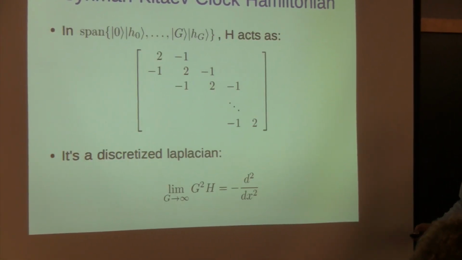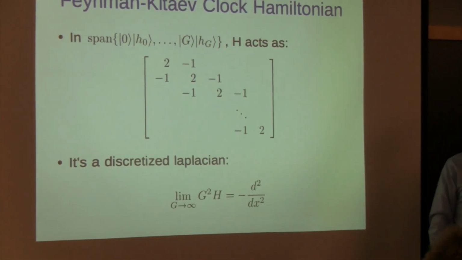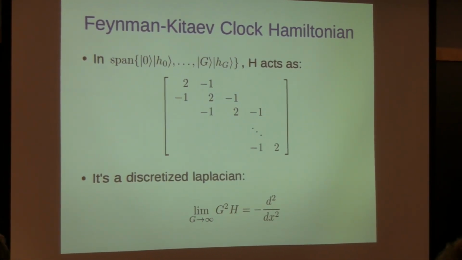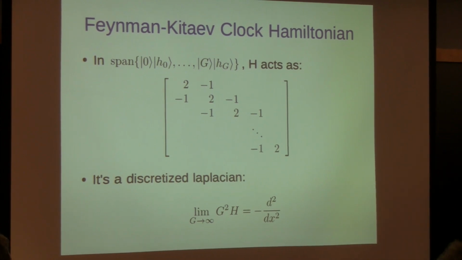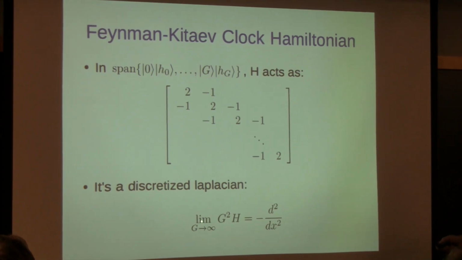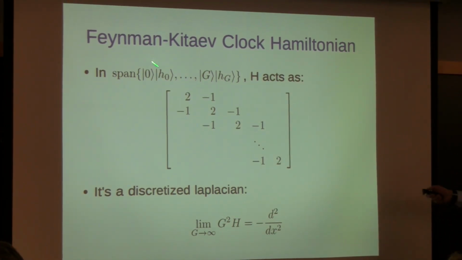If you write this out as a matrix, it just looks like this. You can think of it as a discretization of the Laplacian of one-dimensional space. More precisely, if you took the limit of the number of gates G in your circuit going to infinity, you could think of this 1 over G as being like a lattice spacing for some discretized Laplacian on the unit interval.